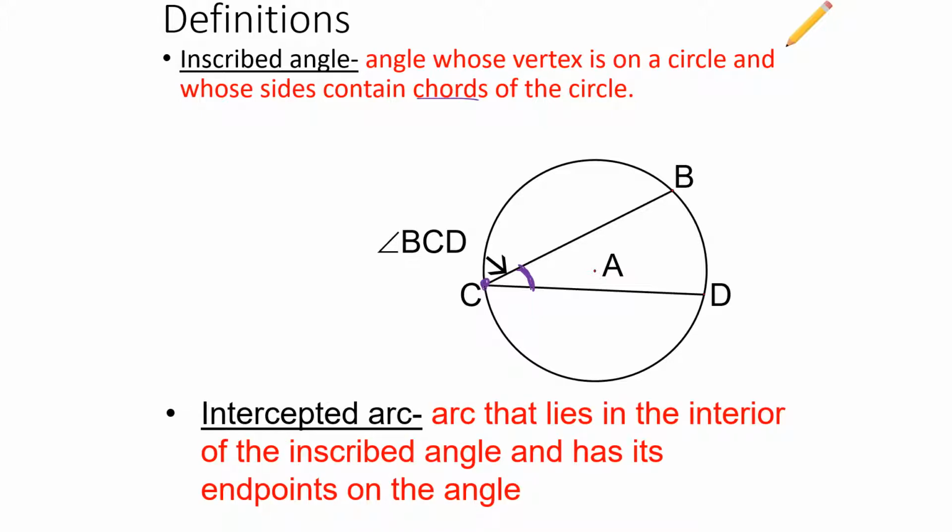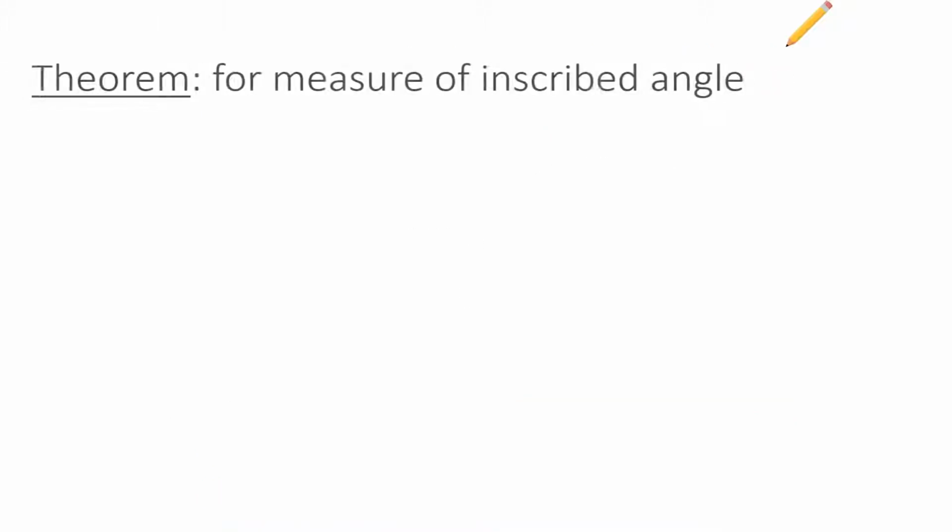Another term that we need to know is the intercepted arc, or the arc that lies in the interior of the inscribed angle and has its endpoints on the angle. The intercepted arc of the inscribed angle would be arc BD. So when we say the interior of the angle, this is the interior of the angle, and the arc lies between the points B and D, which are the endpoints of that angle. I just want to make sure that we know what I'm talking about when we say inscribed angle and intercepted arc before we do some problem solving within circles.